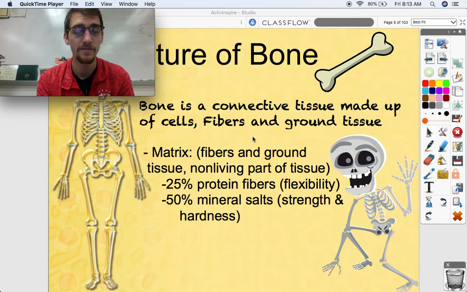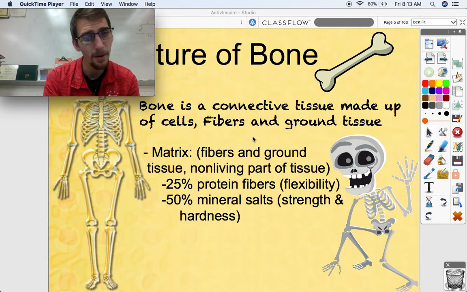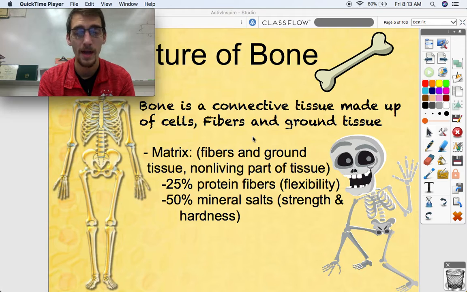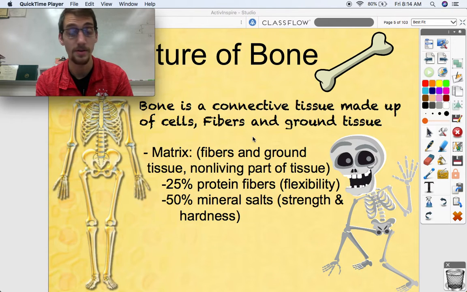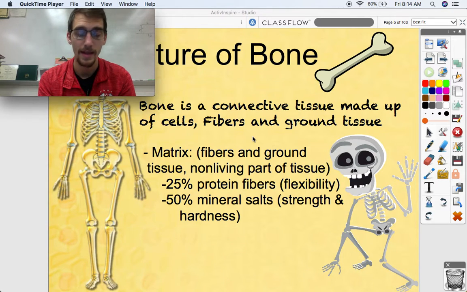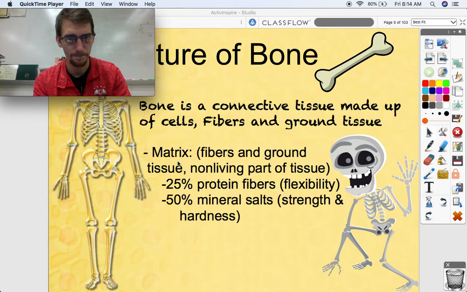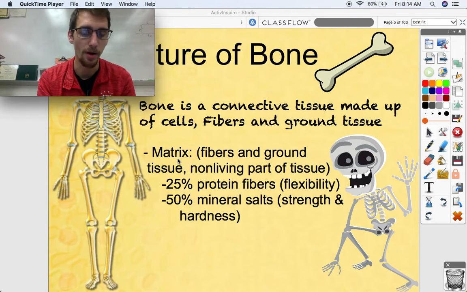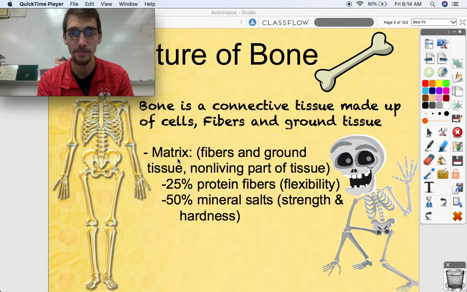And all connective tissues have a living component and a non-living component. So there are cells that make up that kind of tissue, but in addition to those cells, there's also non-living tissue that serves its other functions. So for example, the non-living part of connective tissue is what we call the matrix of the tissue. And the matrix is made up of fibers and ground substance or ground tissue, and it's non-living.